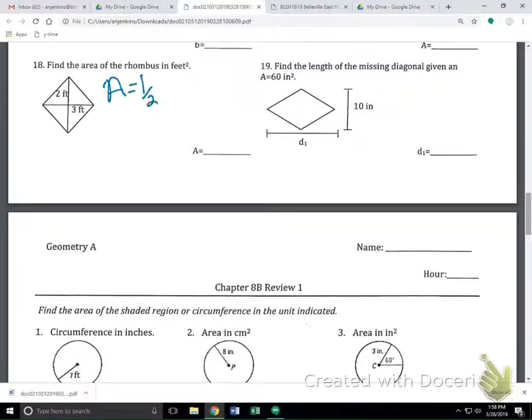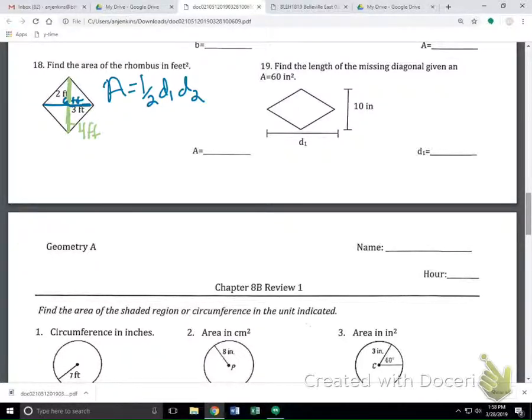Area equals 1/2 d1 times d2, diagonal 1 times diagonal 2. Remember, the diagonals bisect each other in this. So we know half of it is 3. That means this half here also has to be 3. So that's going to be 6 feet. Over here, this is 2, and this is 2. So 2 plus 2 tells me it's going to be 4 feet.